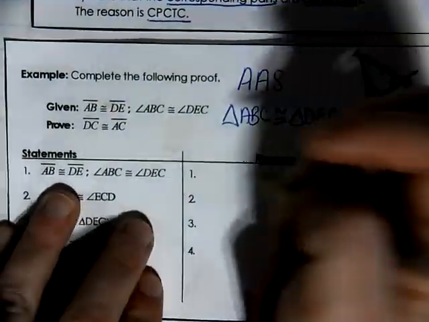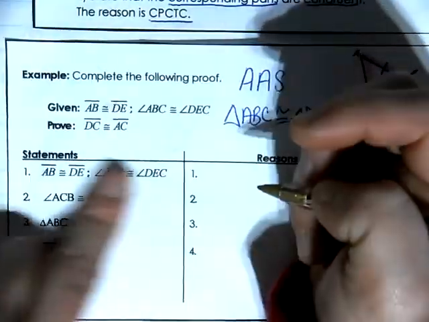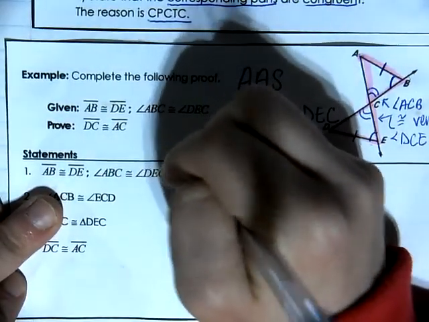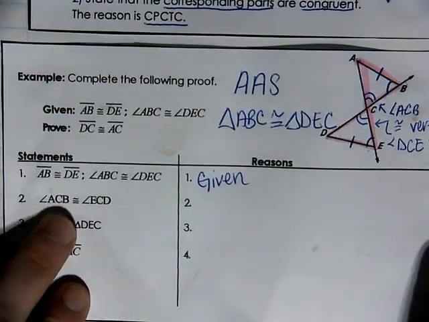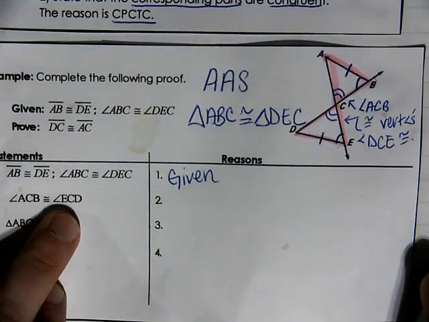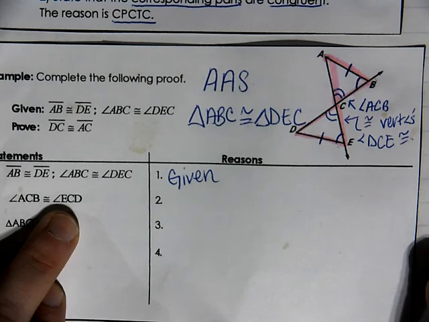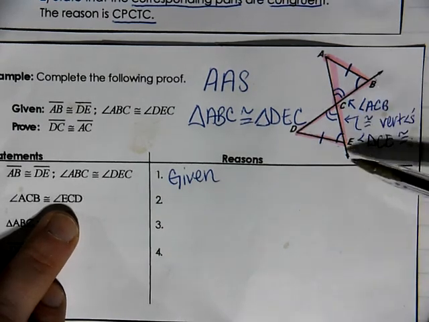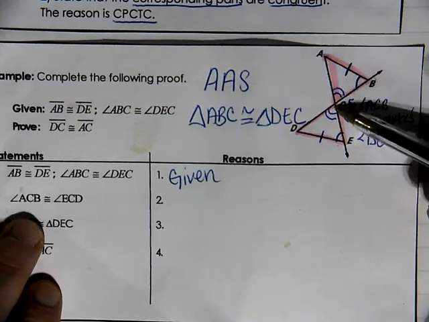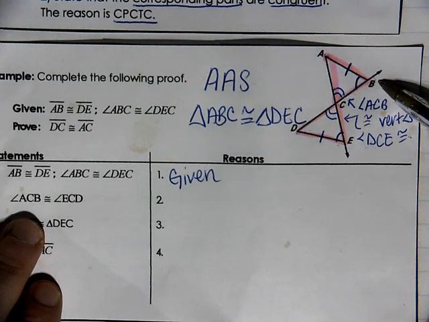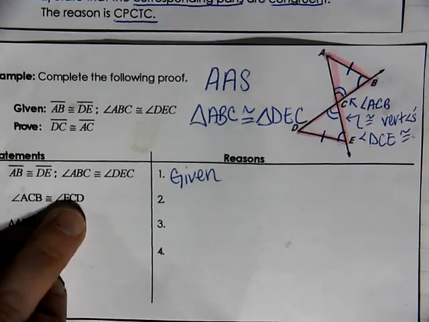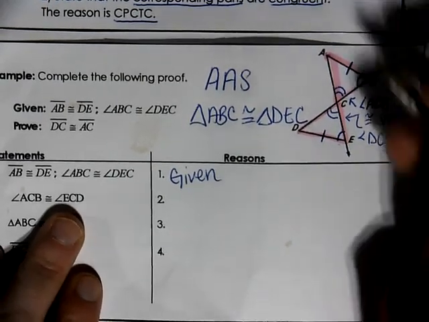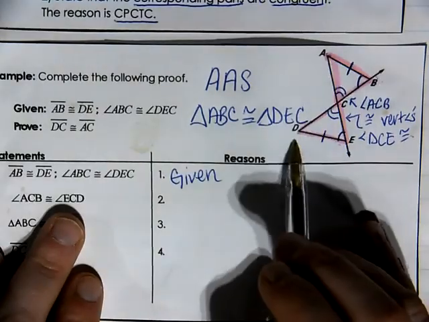All right, let's go ahead and write down what is given to us. Notice the given is not split, so I'm just going to write this as given. And next I have angle ACB is congruent to angle, and it says ECD. Why does that say that? I don't know why this says this order. This is a mistake. Because we talked about this, A has to match with D.